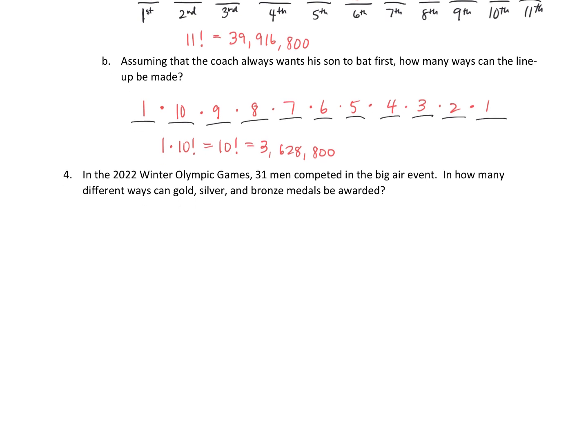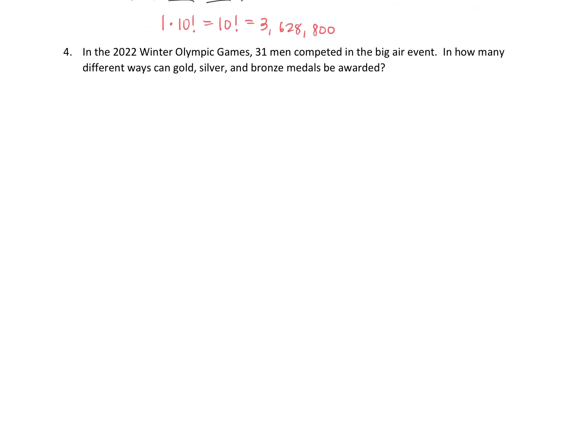Okay. So number 4, in the 2022 Winter Olympic Games, 31 men competed in the big air event. In how many different ways can gold, silver, and bronze medals be awarded? So this time we have not three categories. Well, I guess kind of, right? We have a gold, a silver, and a bronze. So we have 3 places that we're trying to fill. We have 31 men competing.